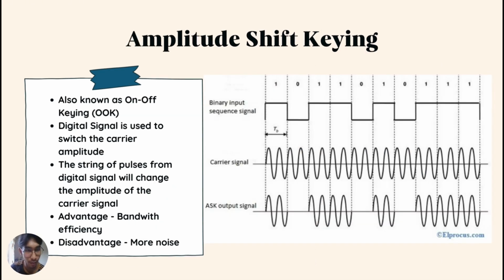the amplitude shift keying, also known as on-off keying, is a digital signal modulation where the digital signal will modulate our carrier signal and will produce an ASK output signal, as you can see in the graphic here. The string of pulses from the digital signal will change the amplitude of the carrier signal. The advantage of amplitude shift keying is bandwidth efficiency, and the disadvantage is more noise, or this type of modulation is more susceptible to noise.